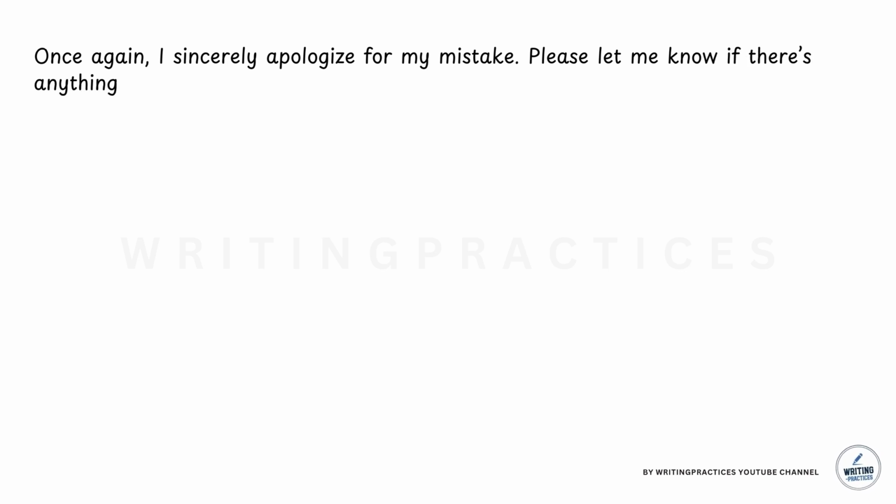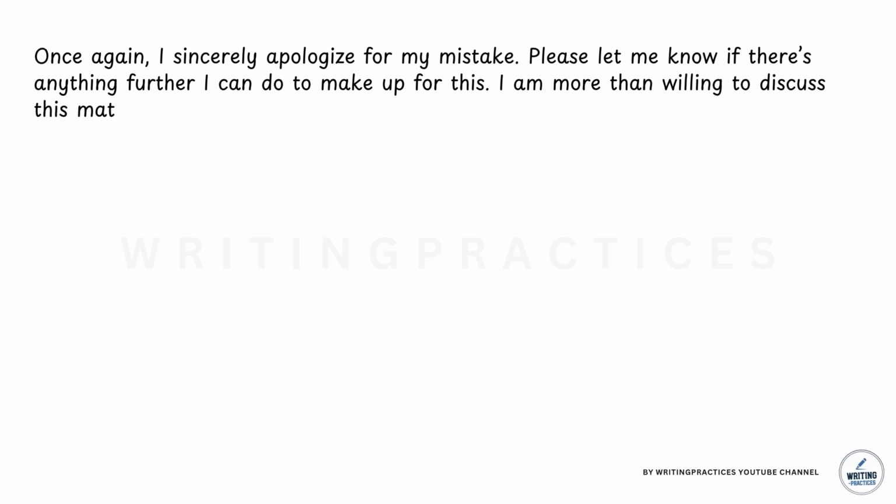Fourth body paragraph: rebuilding trust and offering further action. In the fourth body paragraph, express your commitment to rebuilding trust and invite the recipient to share any additional steps you could take. For example, thank you for bringing this to my attention and for giving me the opportunity to make things right. I value mention the relationship or situation, such as our working relationship, or the trust you've placed in me, and hope to rebuild your confidence. Once again, I sincerely apologize for my mistake. Please let me know if there's anything further I can do to make up for this. I am more than willing to discuss this matter and take additional steps as needed. This paragraph emphasizes your willingness to go the extra mile to repair the relationship, showing sincerity and dedication.